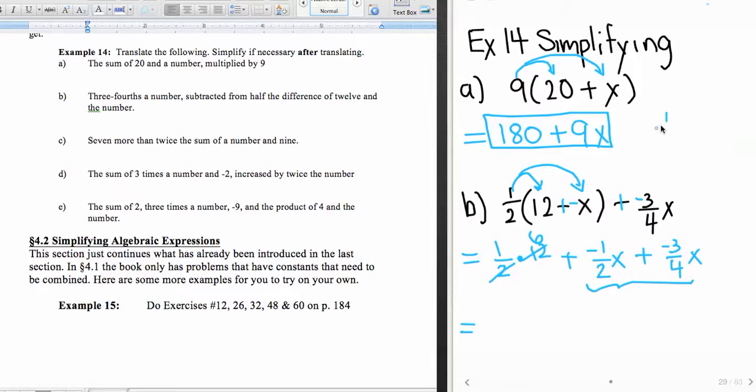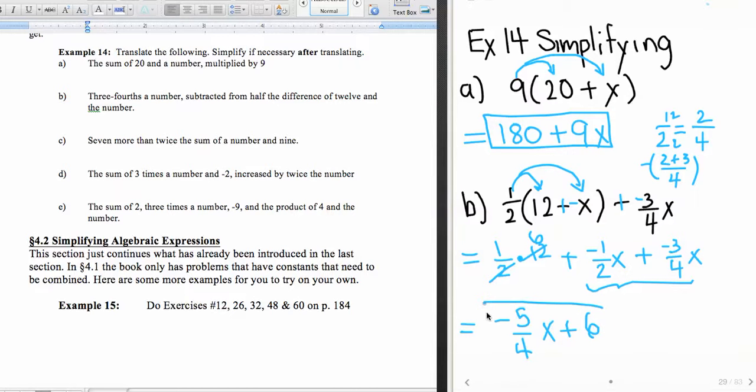So I have 1/2, and I'm going to make that into quarters. It's 2 times that, and 2 times that, so I have 2/4. So I have a negative 2/4 and a negative 3/4. So I have 2 plus 3, and those are quarters, and it's going to be negative when I'm done. So I have a negative 5/4 x, and then plus a 6.